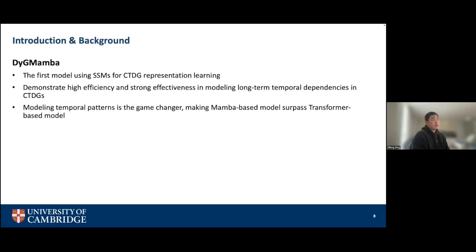So then let's see what DyGMamba does in this work. First, it is the first work using SSM for CTDG modeling, and it demonstrates high efficiency and strong effectiveness at the same time. It also helps us find that modeling temporal patterns is the game changer. We know that Mamba, in terms of performance, is slightly worse than Transformer, but by modeling the temporal patterns, it can help the Mamba-based model surpass the Transformer-based model.